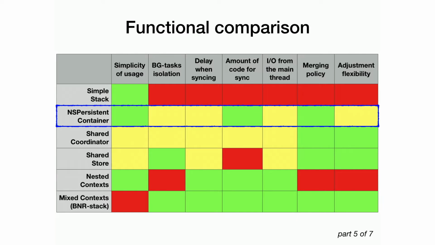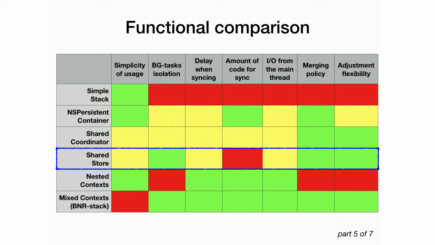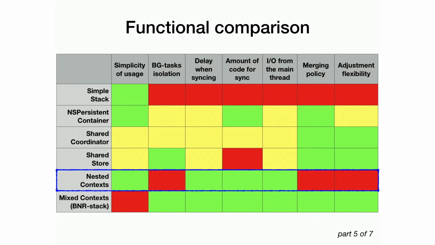I would say that NSPersistentContainer is the best option in most cases, but sometimes you do need some extra things. If you have a lot of high-load operations which can be synchronized to the main thread, not simultaneously, you can pick a shared store model for that. If you do need to synchronize the background stuff to the main thread instantly all the time, nested context is your option. And of course, if you have everything on your plate, pick the mixed contexts and learn how to properly work with it.